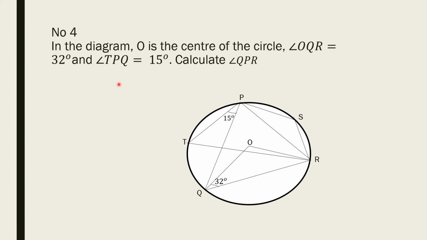We have another angle given, that is angle TPQ, which is 15 degrees. And we are to find angle QPR. This is our QPR, that is this inscribed angle here. This is what we are looking for, the angle at this P, not this one, but this one. Okay, let's solve it together.